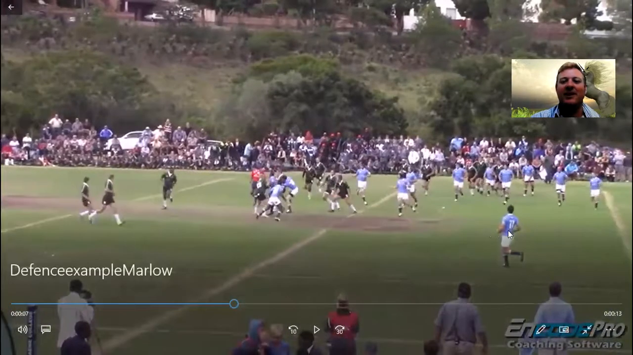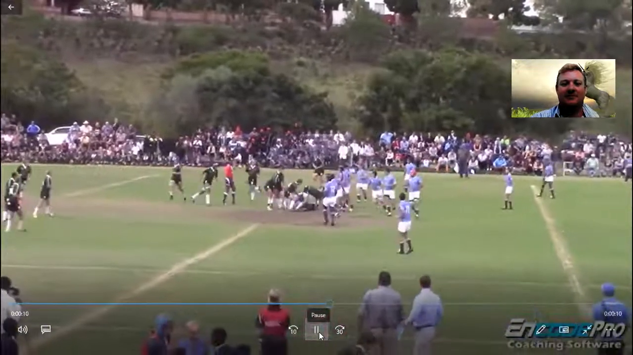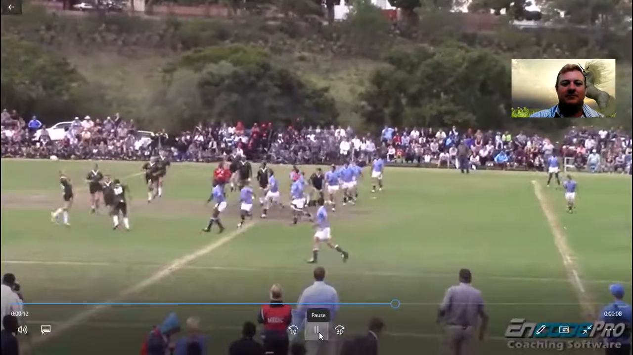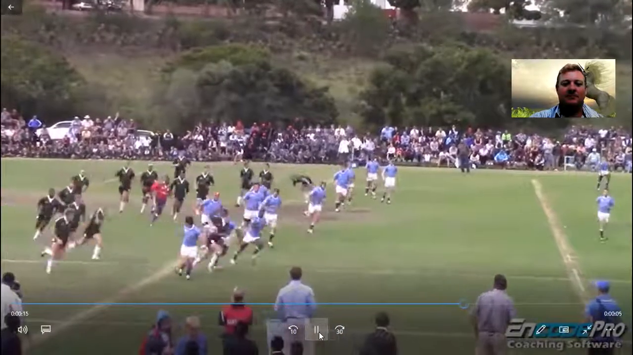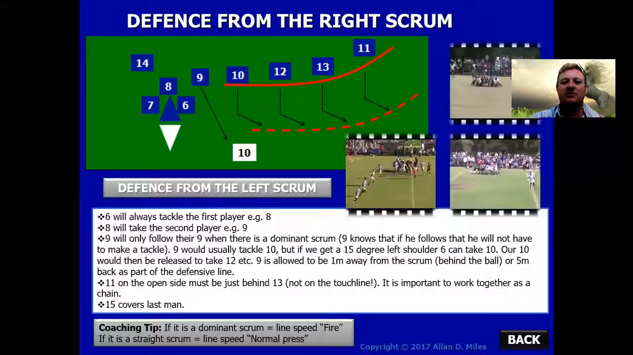Okay, you see the winger now is only coming up into the picture. All right, so that's not the best example of that winger on defense there, and hopefully we can all take something and learn something from that.